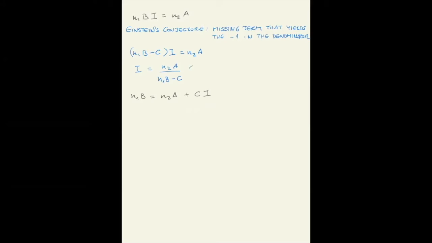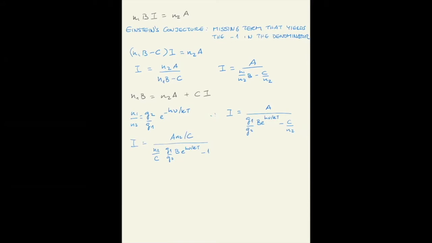If we get to this equation in here and divide both the numerator and denominator by n2, then we have I is equal to a over n1 over n2 times b minus c over n2. Now, if again you substitute the Boltzmann relation for the n1 over n2, then the intensity becomes, to make a term minus 1 appear in the denominator, we divide and multiply the denominator now by c over n2. So if we could remove the factors of n2 that are following c, then we would have the functional form of the Planckian. So let's do that.